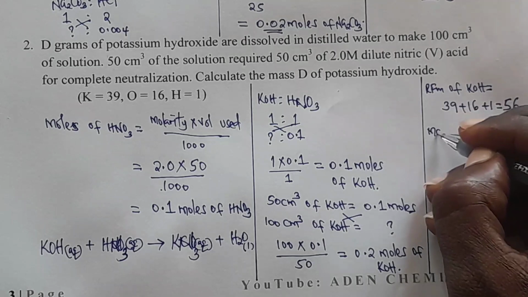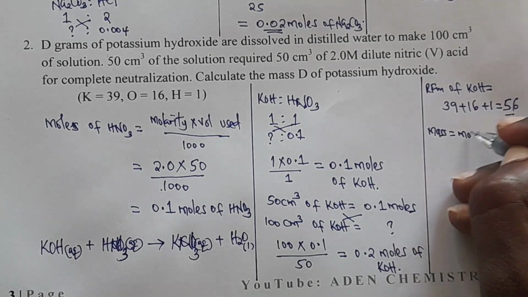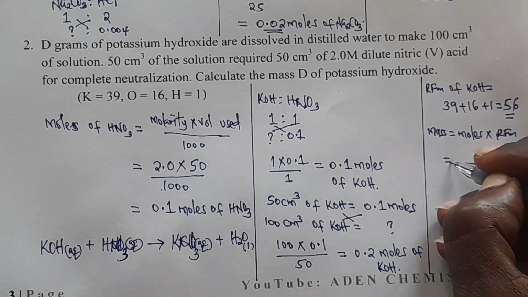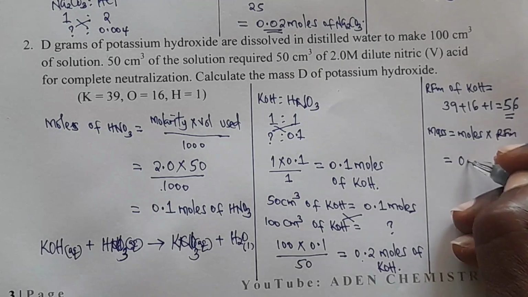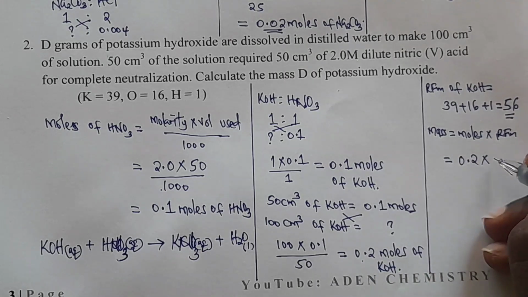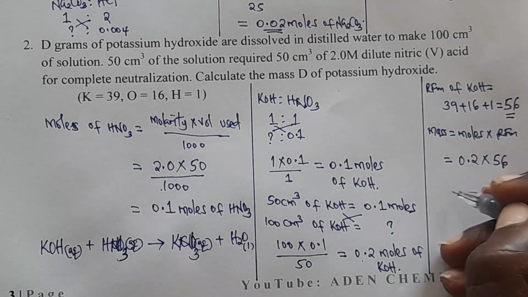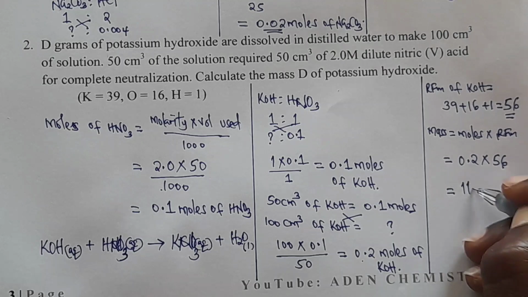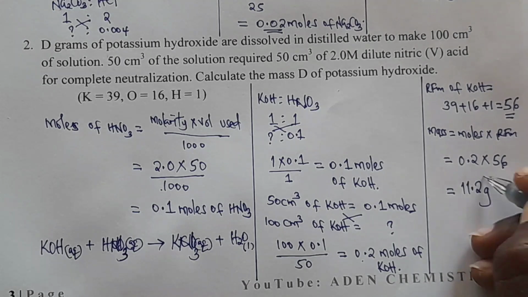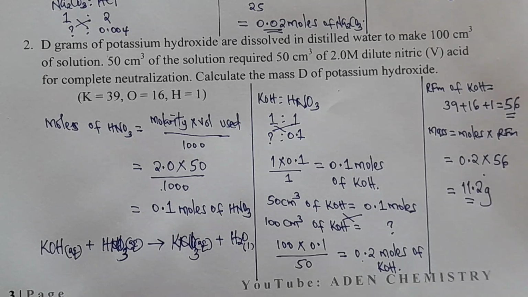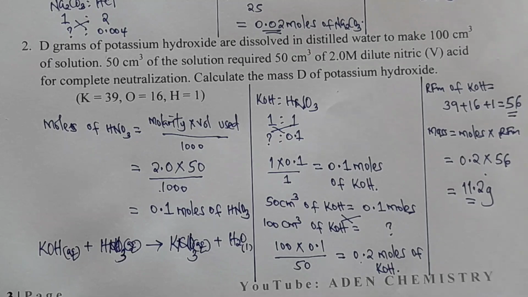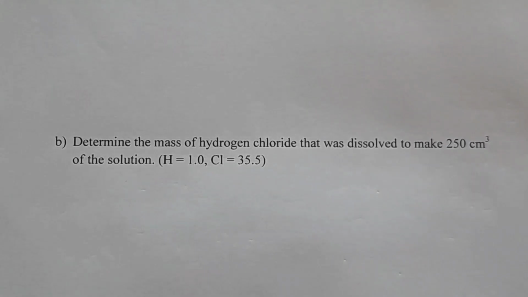So we are going to write the mass is equal to moles times RFM. This will be equal to the number of moles, which is 0.2, multiplied by the RFM, which is 56. When we multiply those two, we are going to get 11.2 gram of potassium hydroxide. Okay, that's our answer, the value of D, or calculate the mass of potassium hydroxide. So next we are going to go to question number 3.